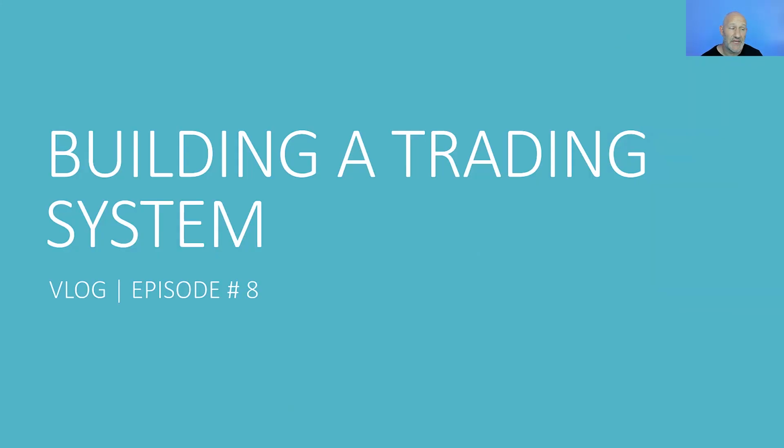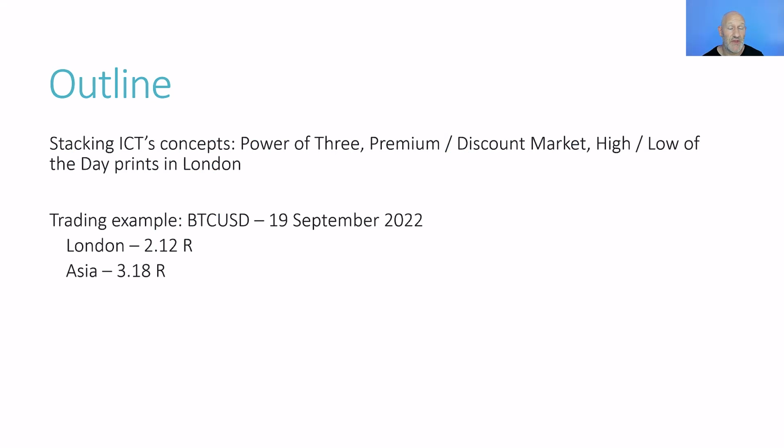So today's video is episode 8 of building a trading system. And I'll just quickly run through the outline of today's video. Firstly, we're going to be talking about some of ICT's concepts, specifically the power of 3. And then during the video, we're going to talk about premium and discount markets and also how we can use the high and the low of the day in London to help outline our trades for that particular session. The examples we're going to use for this video are Bitcoin on the 19th of September. We're going to take a trade in London and then a trade in Asia.